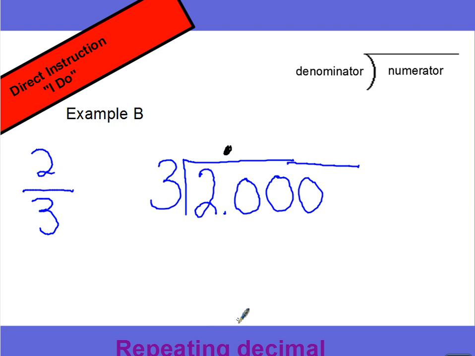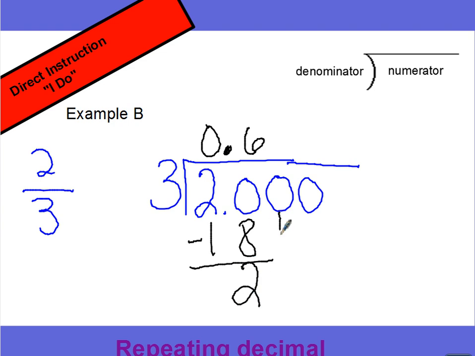Okay, 3 cannot go into 2, but 3 can go into 20. 3 times 6 is 18. Subtract, bring down my 0. And now 3 goes into 20 6 times, that's 18. Bring down my 0. 3 goes into 20 6 times. Oh, I'm hoping you're seeing the pattern. That's right, my 6 is going to repeat.